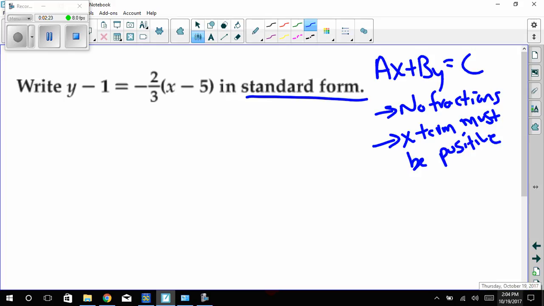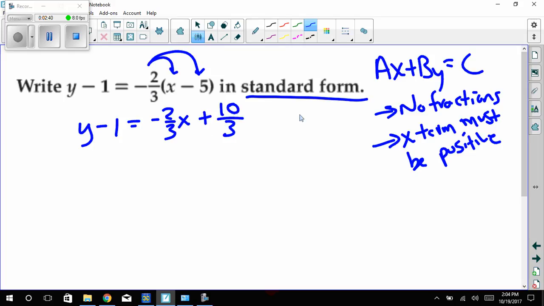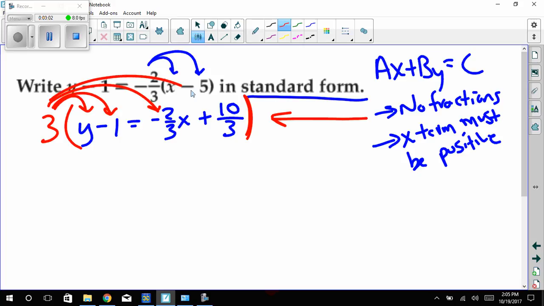Okay. So, thinking of how I would get this to standard form, start by distributing. So I get y minus 1 equals -2/3 x. This next part you can do with the calculator, but -2/3 times -5 is going to be positive 10/3. Now, I know that I can't have fractions anyways, and I don't like working in them, so I'm going to get rid of these fractions as soon as possible. To get rid of fractions, the easiest way is to multiply the entire equation through by whatever the denominator of the fraction is. In this case, 3. Also, the 3 has to be multiplied to every single term in the equation.